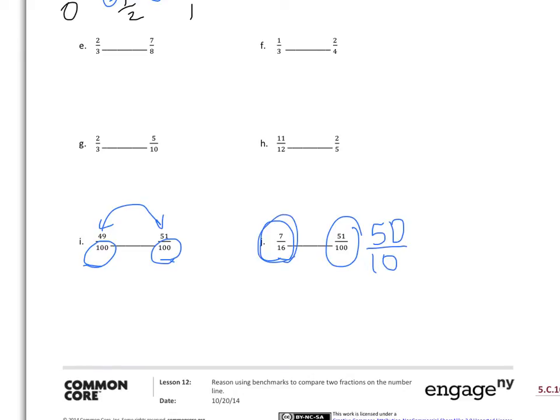So what's half of 16? 8, which this is a little bit less than, and this is a little bit more than half. This is a little bit less than half. So this should be less than. So it's really about estimation.